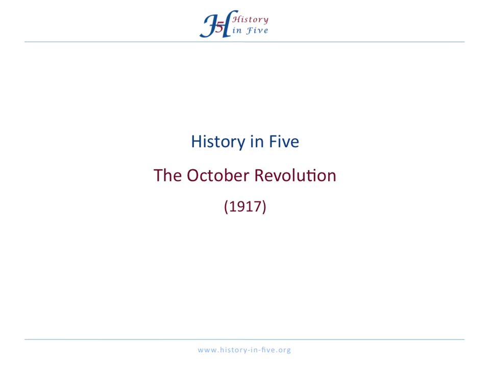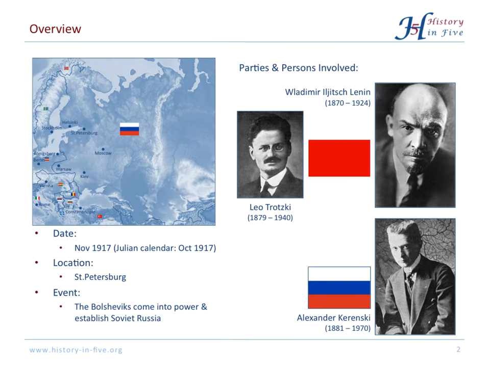This video is about the October Revolution in Russia. The October Revolution actually took place in November 1917. But the Russians back then still had the old calendar, and there it was still October. It happened in St. Petersburg, and in the end, the Bolsheviks, the communists, took over power.